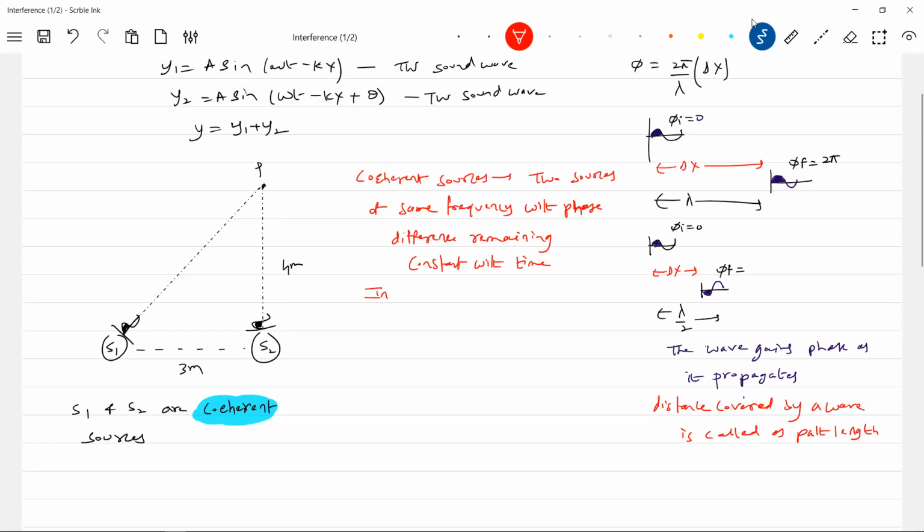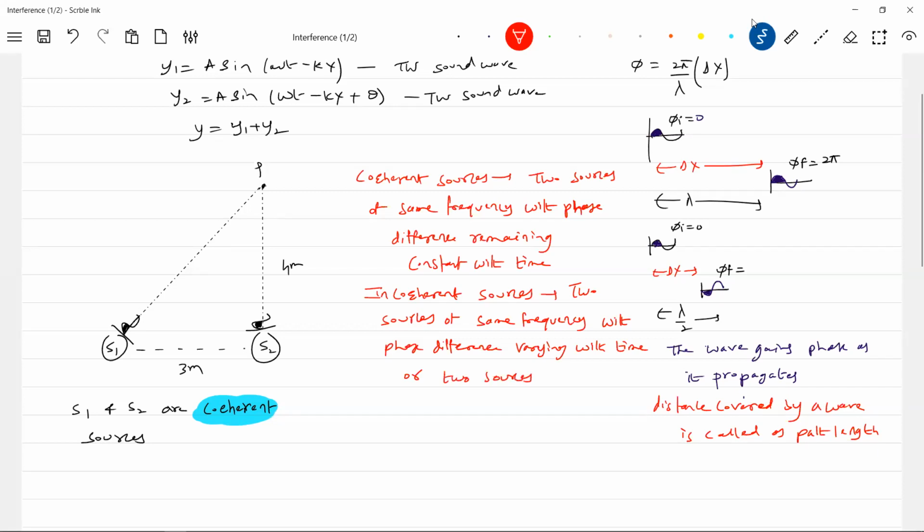So next, what about incoherent? Incoherent sources. So what about them? Two sources of the same frequency with phase difference varying with the time, or two sources of different frequencies. So like this, we will say coherent and incoherent.